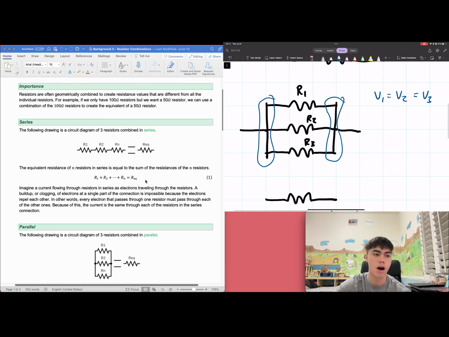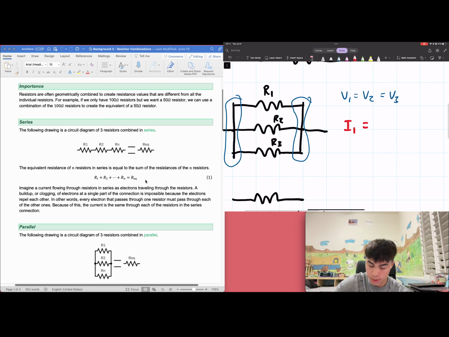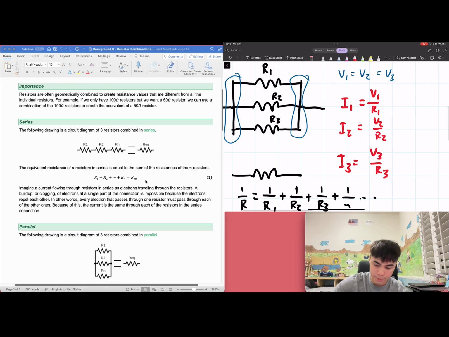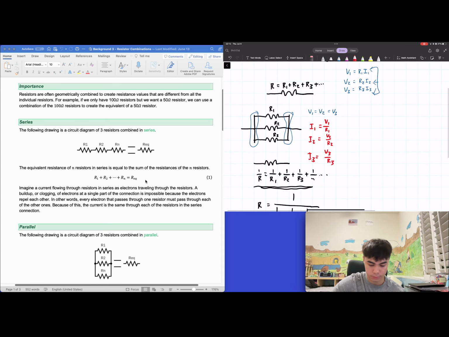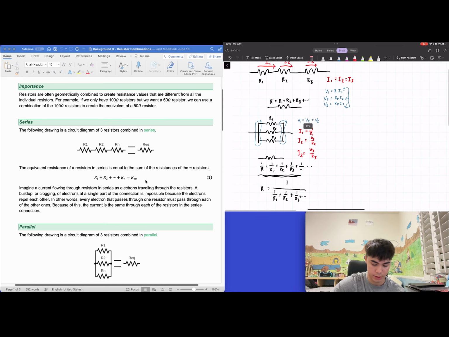And then the current is not the same for all resistors. So we have I1 equals V1 over R1, I2 equals V2 over R2, I3 equals V3 over R3. And so they all have the same voltage, but if their resistances are different, then the currents will also be different. That's pretty much it for parallel and series.